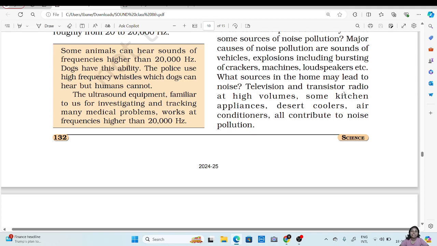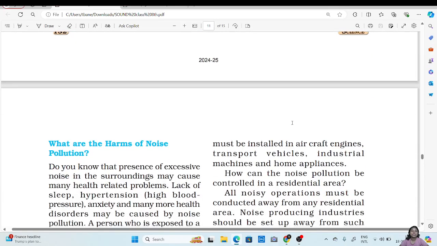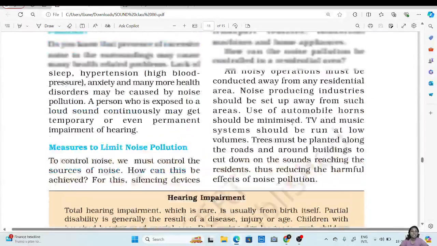Obviously, our televisions, our cell phones at high volume, and our kitchen appliances like our mixers and all that we run, that annoying sound that comes, which is very loud. Then we have even coolers, which some of them make sound. Even air conditioners also contribute to noise pollution in our homes itself.